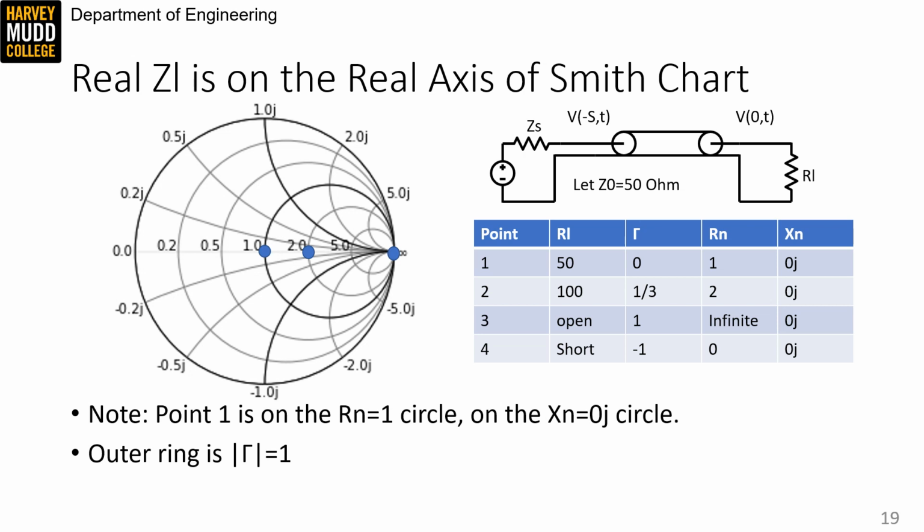Point 4 represents a short load, so gamma is minus 1 and Rn is 0. Where do you think that point will be? That point winds up all the way on the left side of this circle. Points 3 and 4 make point 2 look pretty reasonable. It's about 1/3 of the way to the outer circle. Real load impedances result in real gamma values, and we see that all of these points fell on the real axis of the gamma plane, so far so good.